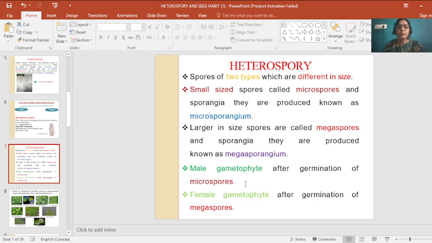In heterospory, spores are of two types, which are different in size. Small spores are called microspores, and the sporangia in which they are produced are known as microsporangium. Larger spores are called megaspores, and the sporangia in which they are produced are known as megasporangium. The male gametophyte forms from the germination of microspores, and the female gametophyte is formed after germination of the megaspores.